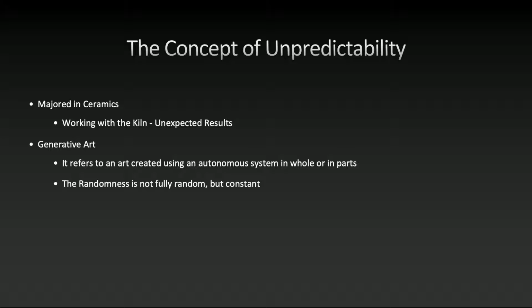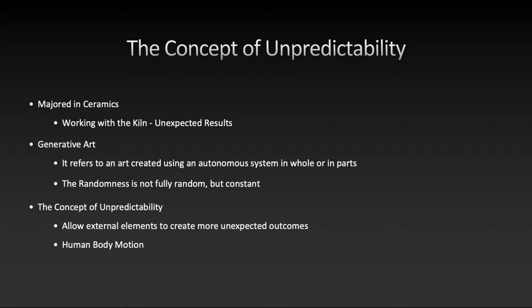I believe many of you might have heard of generative programs such as Processing or P5.js. But you can realize that the randomness functions inside of those generative art programs are not really fully random, but somewhat give us constant motions. I just wanted to create something more dynamic, with more unexpectedness. That's why I was introduced to the concept of unpredictability.